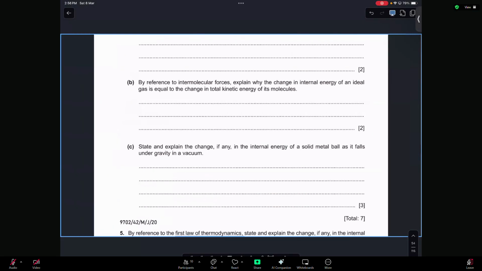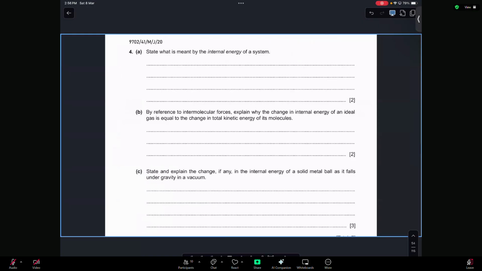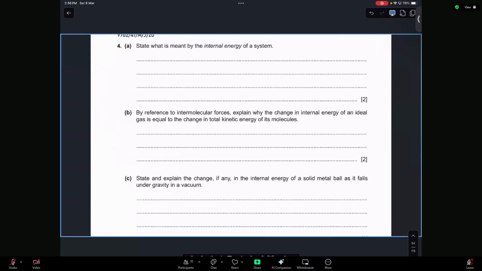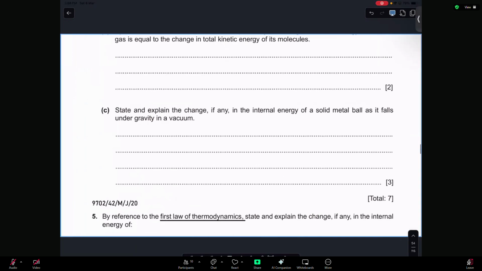আচ্ছা, এটা একটু দেখো, আমি অ্যানসার গুলো লিখে দিব, আগে একটু ডিসকাস করে নেই সবাই স্ক্রিনে। এই লাস্ট পার্টটা, state and explain the change, if any, in the internal energy of a solid metal ball as it falls under gravity in a vacuum. So if something is falling under gravity in vacuum, there's no thermal energy provided because there's no friction, air resistance. তাহলে এখানে thermal energy দেওয়া হচ্ছে না, but what is changing though?